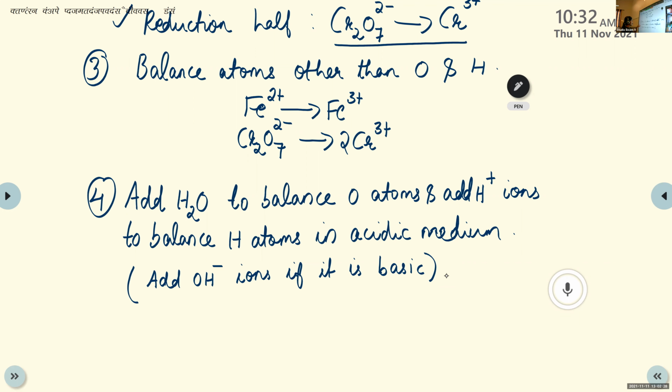So now we are going to balance oxygen atoms by adding H2O. Look at the two reactions. Fe2+ gives Fe3+. There is no oxygen and hydrogen, so no need to look at the first one. Then look at the second one: Cr2O7 2- gives 2Cr3+. Rewrite this equation first. How many oxygen atoms are there on the left hand side?